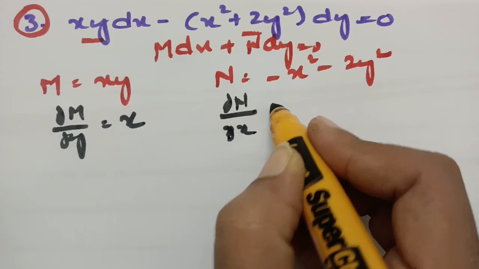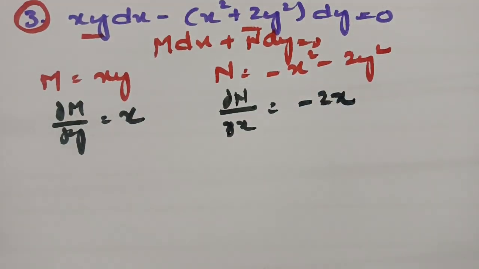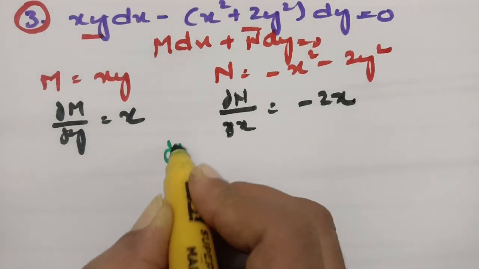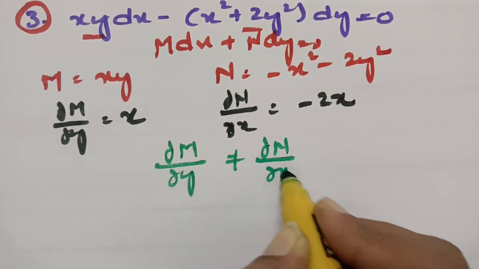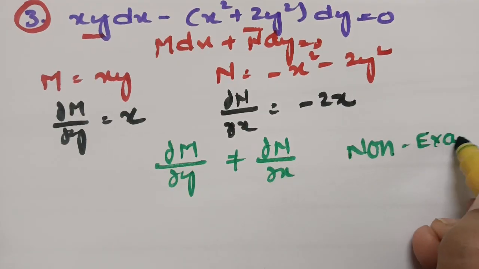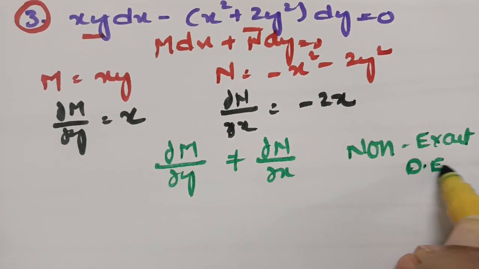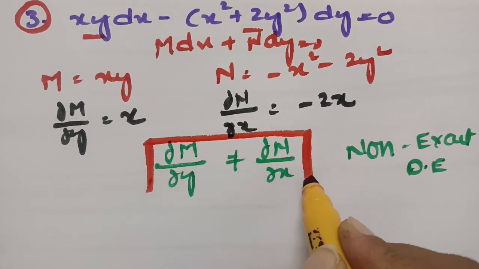If it is ∂N/∂x, this value is going to become 2x. So clearly ∂M/∂y is not equal to ∂N/∂x. Both are not equal. So ∂M/∂y is not equal to ∂N/∂x. The equation is a non-exact differential equation.